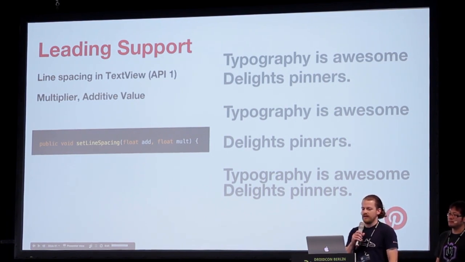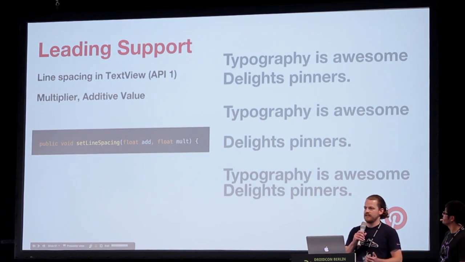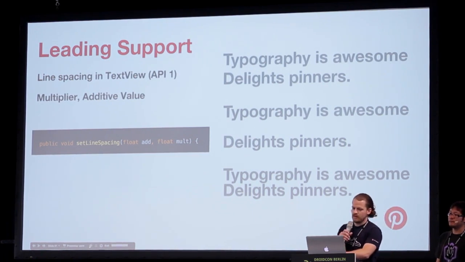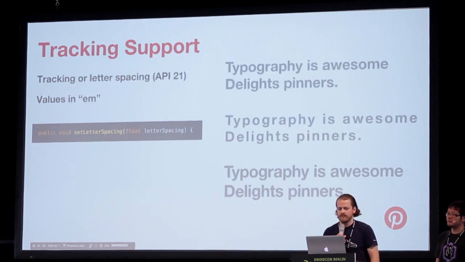And so on the right-hand side, you can see the top one is how text would normally look without modification. The second one is spaced out a bit more. And the third one, which is closer to our design spec, is closer together to give it a more condensed view, and you can really focus on the description of a particular pin. So leading support was easy.